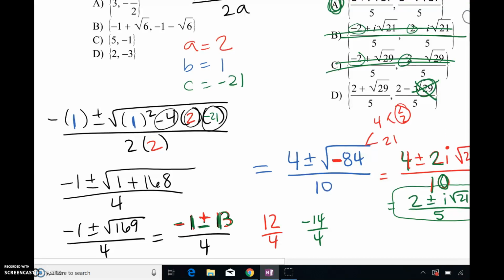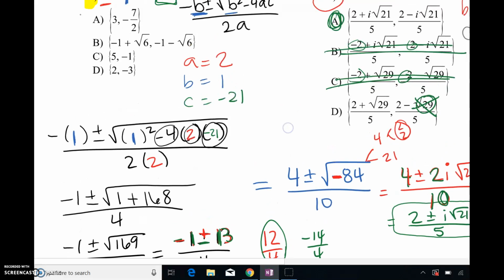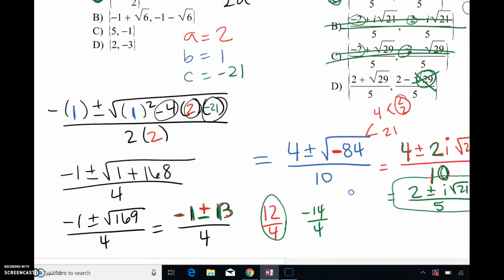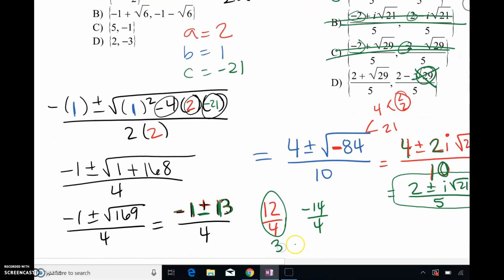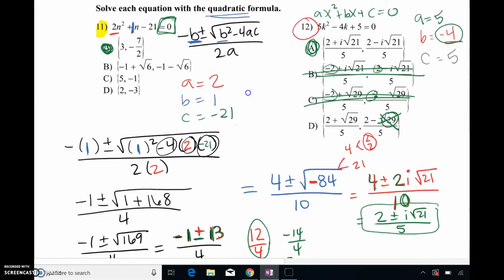Now, if I look at my answer choices, I go, well, those are my answers. Okay, well, we can simplify. What's 12 divided by 4? 3. The only one with 3 is A. We could have simplified a little bit more for this one and said negative 7 over 2. And that's how we got A.